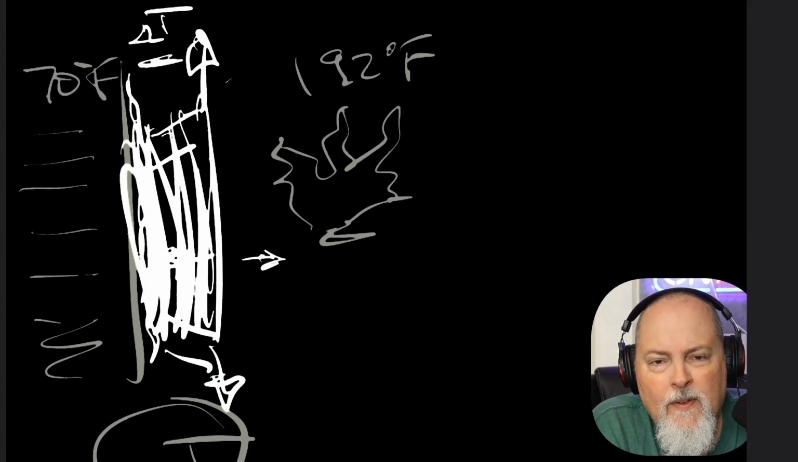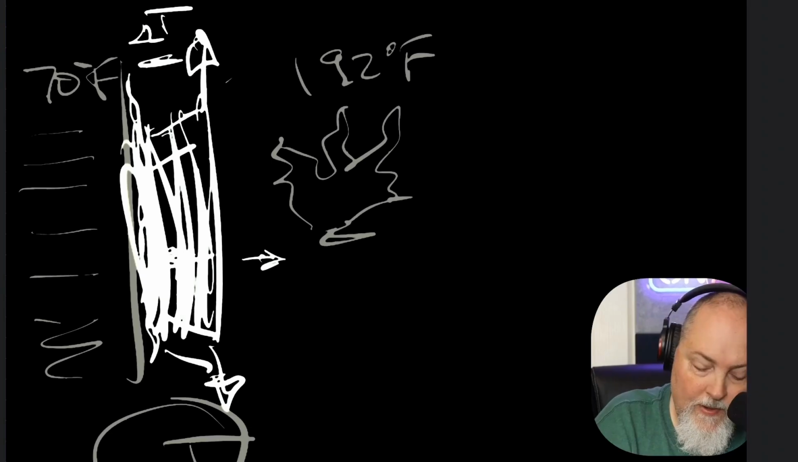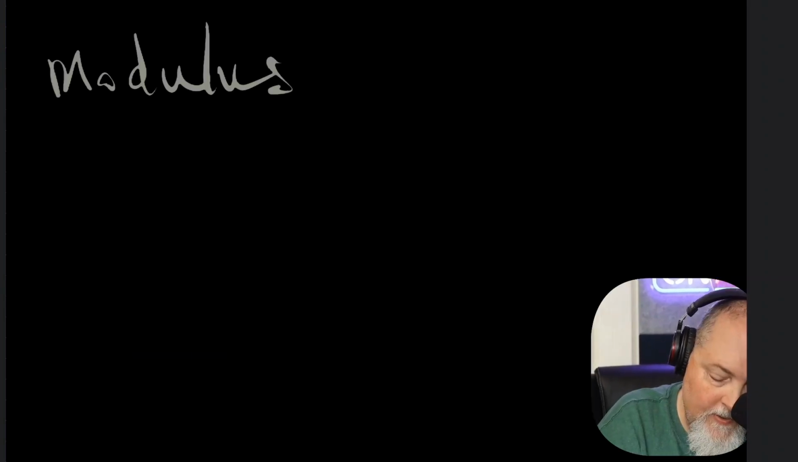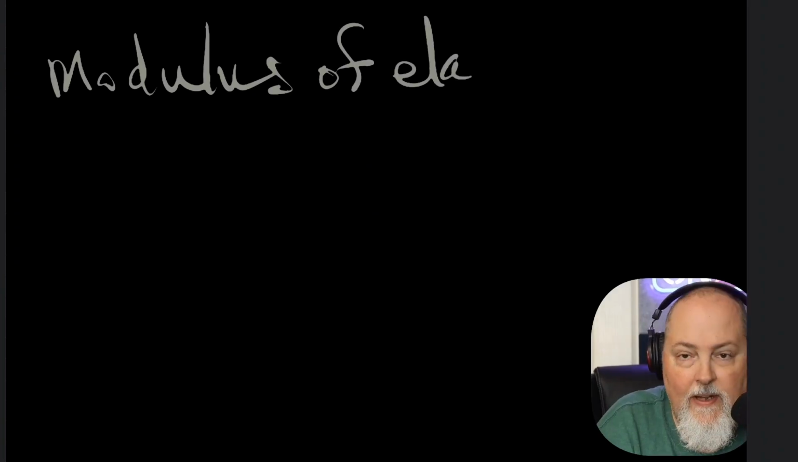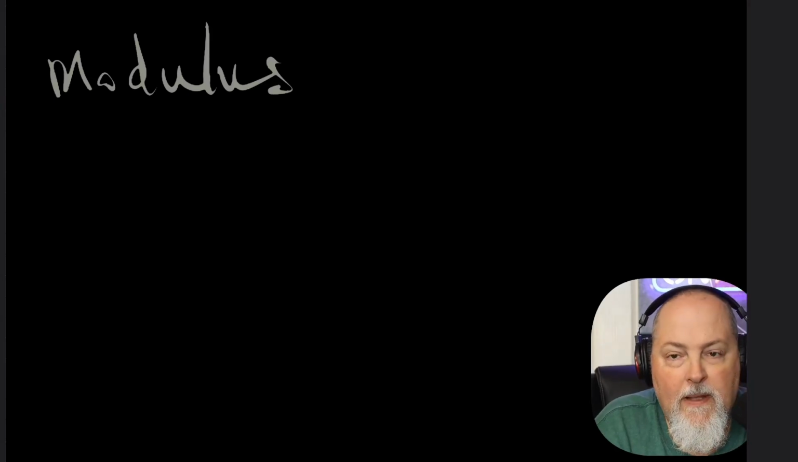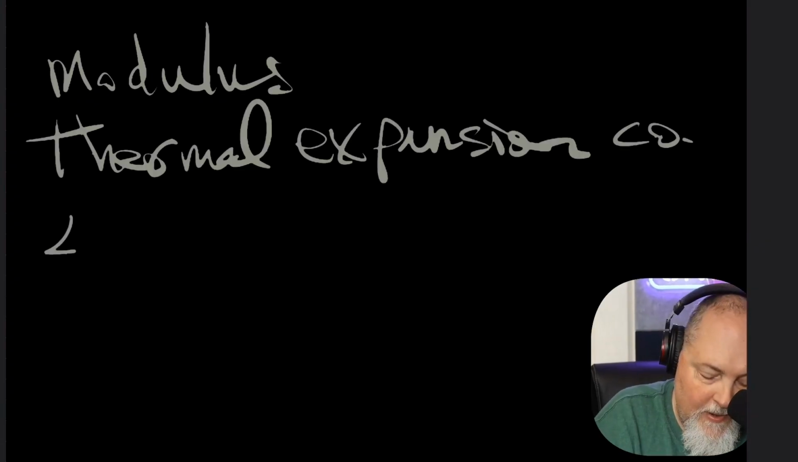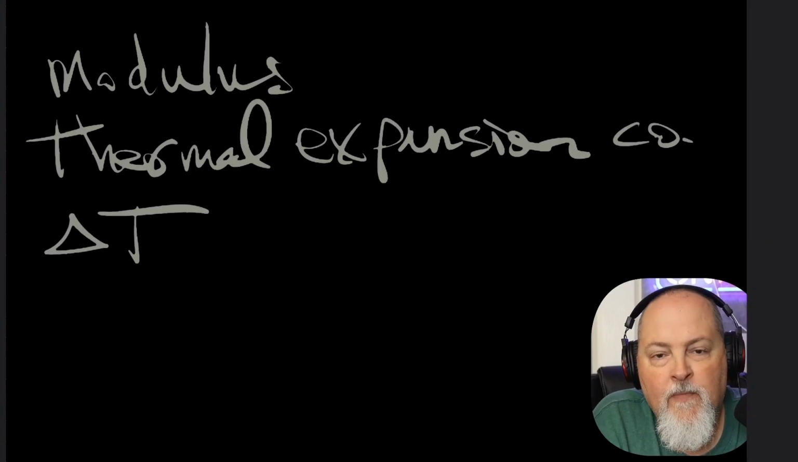Okay. So if the material is fully restrained, the thermal stress relationship is based on the modulus, or stiffness. It's based on the thermal expansion coefficient. I should write these down for you. Modulus of elasticity, I'll just write modulus, which is stiffness. And then it's based on the thermal expansion coefficient, and it's also based on the temperature difference, that delta T.